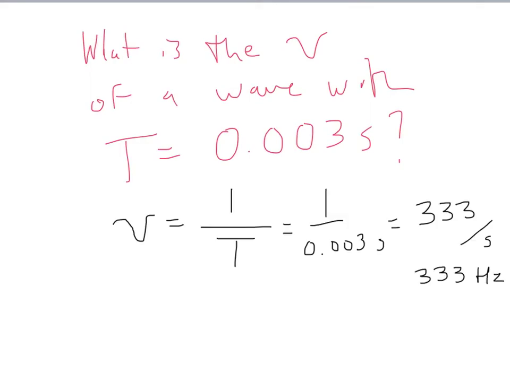Okay, so here's the solution. Nu is 1 over T. We know the wave period, so 1 over 0.003 seconds, and that should give you 333 per second, or 333 hertz. So that would be the frequency of a wave that has a wave period of 0.003 seconds for a full wave cycle.